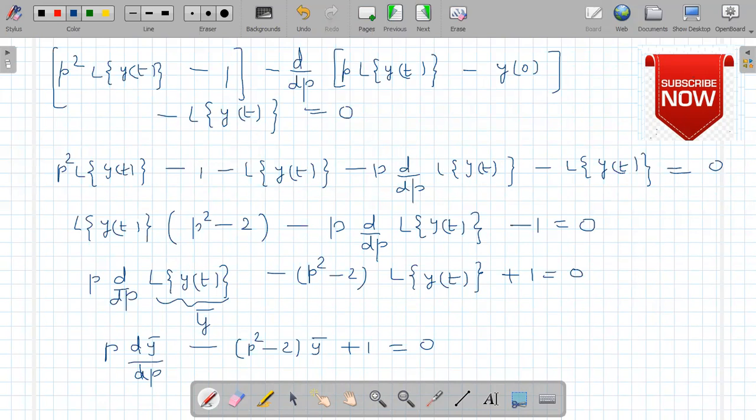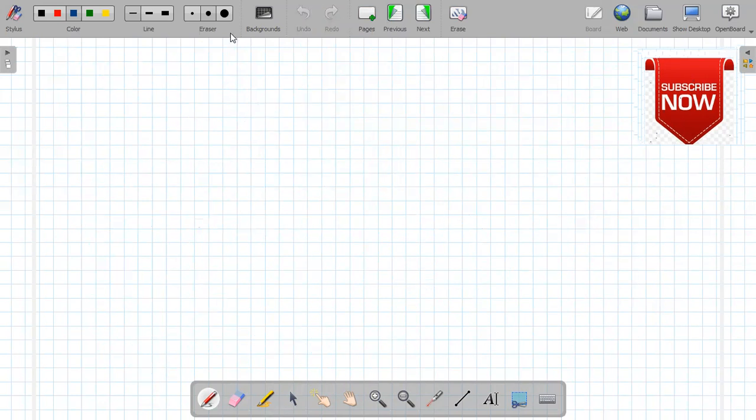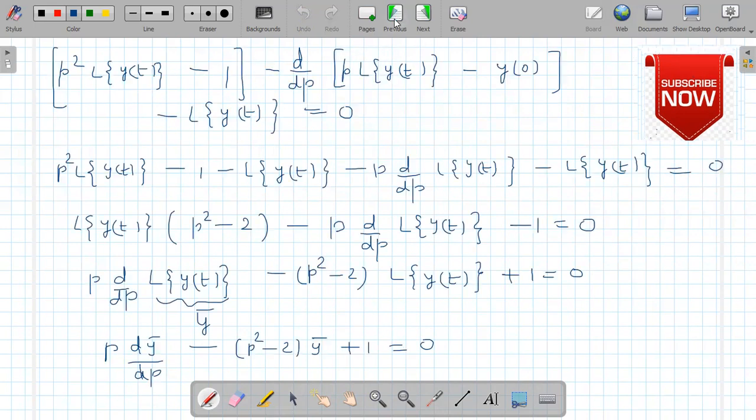Now if I divide this whole equation by p, then I will get the equation which looks like this: dŷ/dp minus (p² minus 2)/p ŷ.